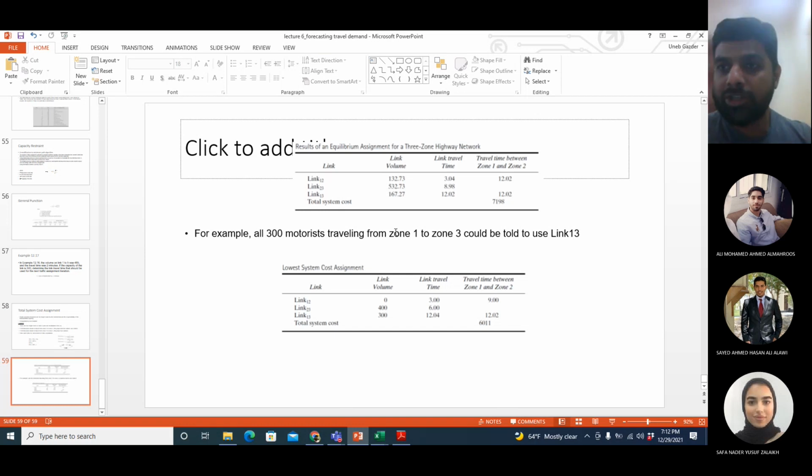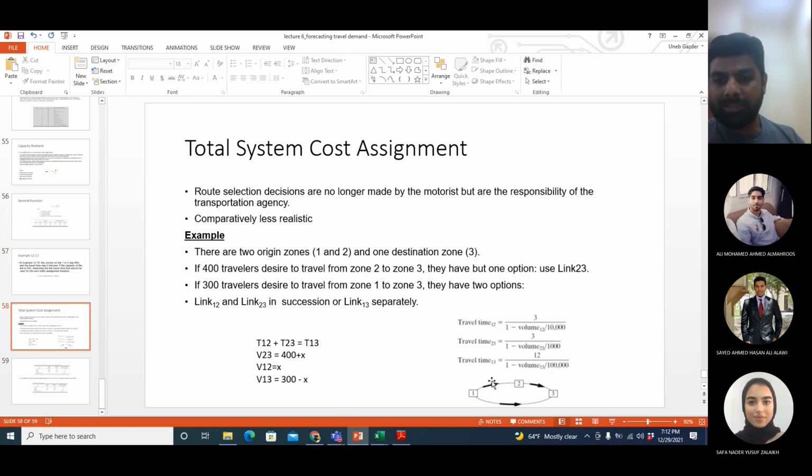This is on the choice of the motorists. Okay, let's say the government tells all the motorists to go from route 1 to 3. If they have to go to zone 3, they cannot go from 1 to 2 and 2 to 3. So for example, let's say they block this link by any means, so whoever has to go from 1 to 3 can only choose this one.